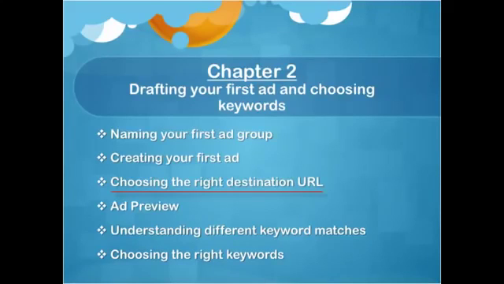So for the ads that promote my camping tents, I'm going to want to direct users to the page of my website that sells camping tents. This concept is referred to as landing page relevancy. We'll then take a look at Google Ads preview window, and then we'll talk about understanding different keyword matches. If you don't know what that is, just hang tight. We'll get there. And finally, we'll choose the appropriate keywords or search terms that will trigger the ad we wrote.